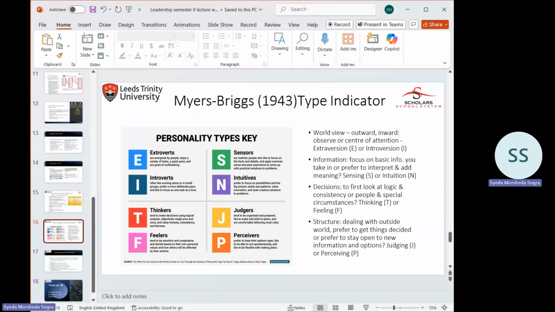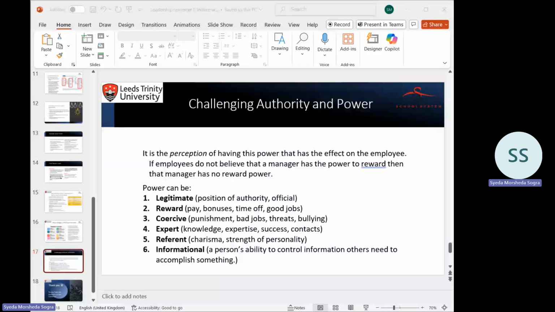If you look at the challenges of authority, a close concept that is tied closely to leadership traits. It was researched by French and Raven, and they identified these six types of power. The first one is legitimate power, which is based on position. The next is reward power, based on your ability to offer incentives. The third one is coercive power, which is your ability to punish or withhold rewards.